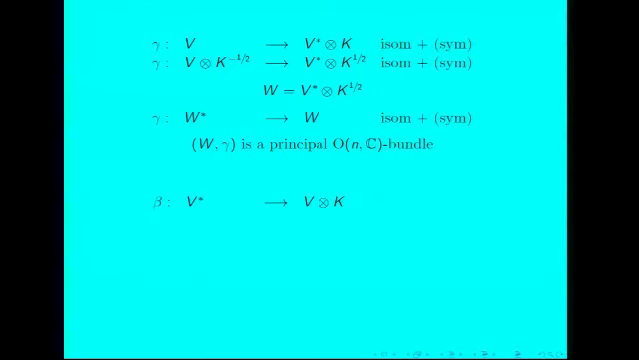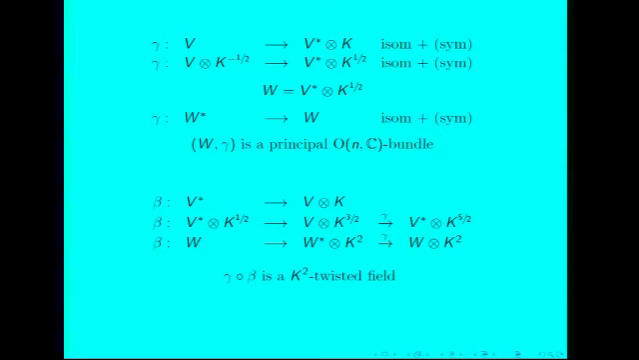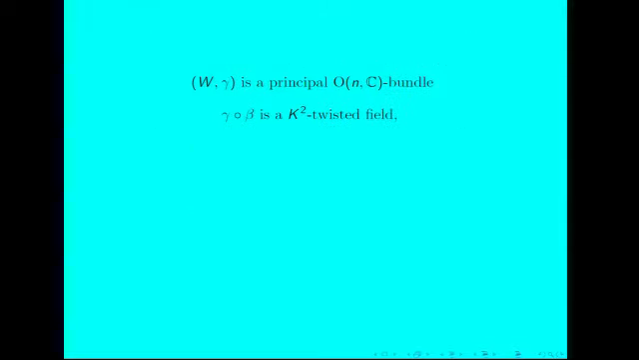And from the Higgs field beta, we can modify it in the same way. We do the composition with gamma to go from V dual to V dual, and at the end we get a Higgs field that goes from W to W tensor K squared. We call it a K squared twisted field. So we have obtained this nice object.